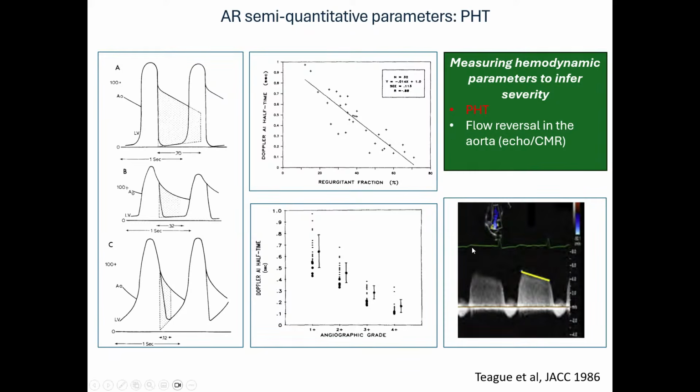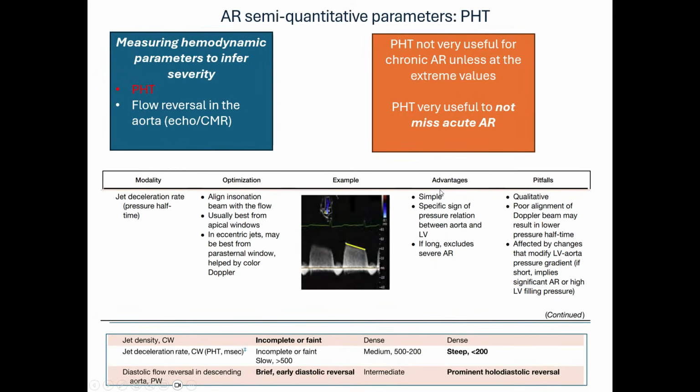So pressure half-time can be pretty good for specific patients. It's kind of these rare acute AR. We can have a very short pressure half-time, and you may not even see AR on color very well. But for chronic AR, if you're trying to decide moderate versus severe, it's not very good. Essentially, at the extremes, you can use it to gauge mild versus severe.